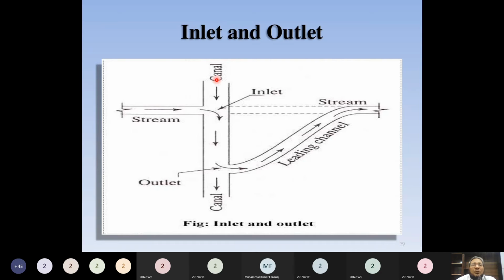More than that. Suppose 20% of the canal discharge is coming from the stream. So the capacity of the canal here should be 125% of the canal discharge, only from here to here. Then again, the canal capacity would be the same. Okay. So that is the concept of inlet and outlet. Inlet and outlet is provided when the stream size is small as compared to canal size.